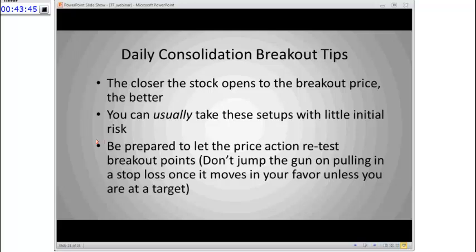And then be prepared to let price retest the breakout point. Really hold fast on your stop level, because what will happen 9 out of 10 times on a breakout is when it breaks, it will shake weak longs out. So it'll pop and then it'll pull back, right?